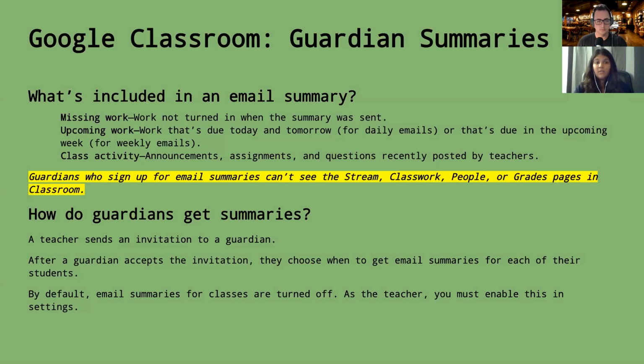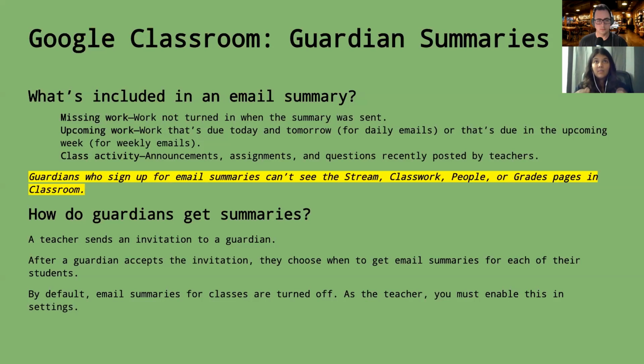Guardians who sign up for the email summary cannot see the stream. They can't see the classwork. They can't see the people. They can't see the grades. They just get an email summary of little snippets of what's included. They don't actually get access to Google Classroom, so they don't see what you see or what the students see at all. They can't click anything within the summary itself to open up something bigger. If you don't write instructions on an assignment, then the parents don't see those instructions in the summaries.